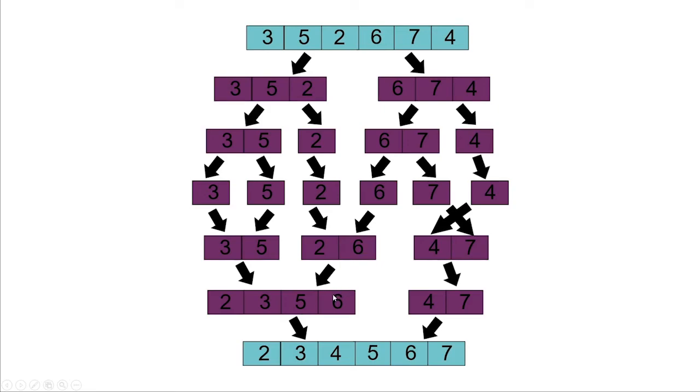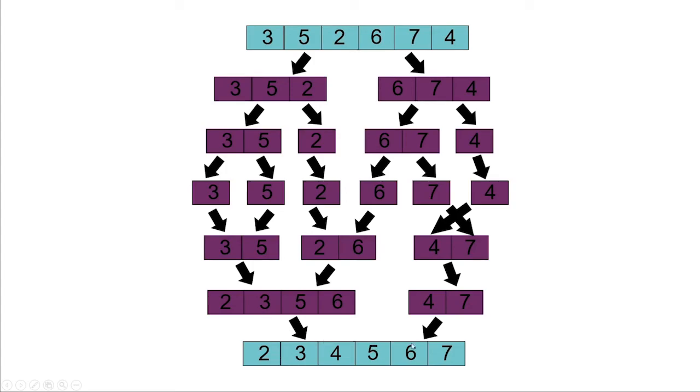Later, we will combine these two sublists in order to get our output. We compare the smallest number of each sublist. So we compare 2 and 4. 2 is smaller than 4, so 2 goes first.